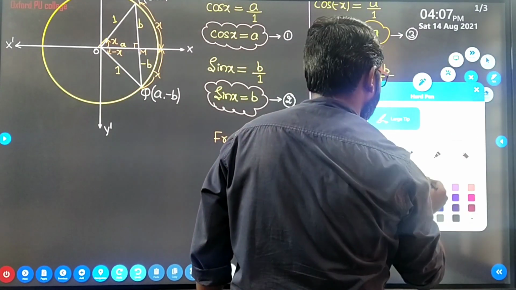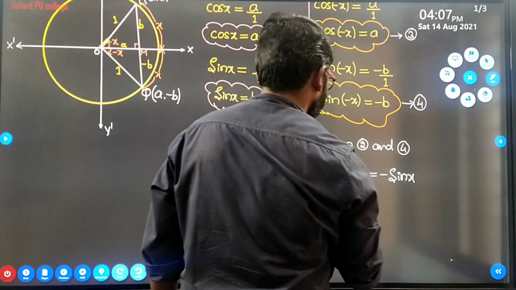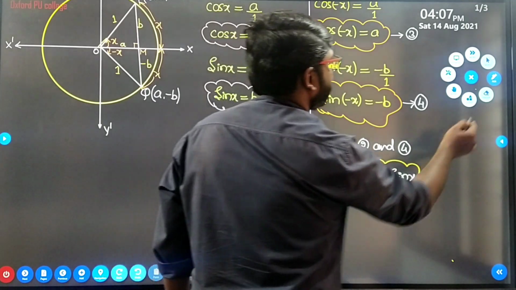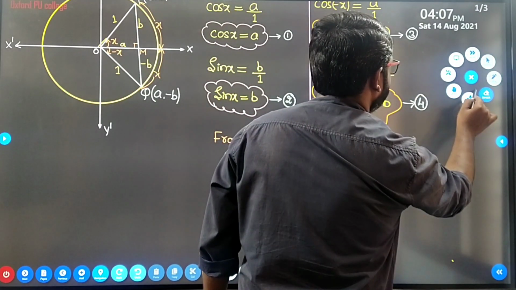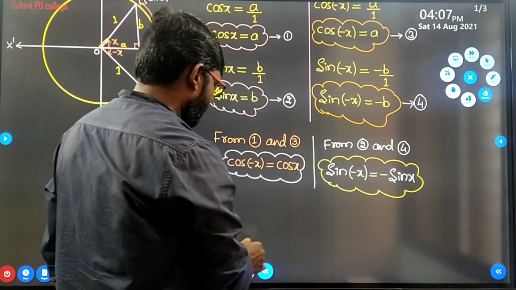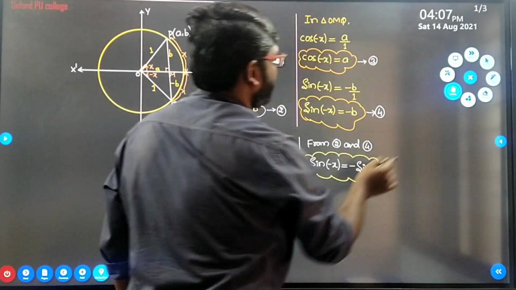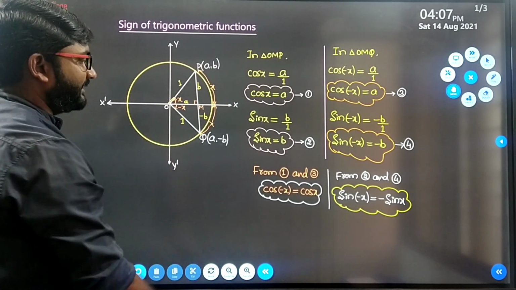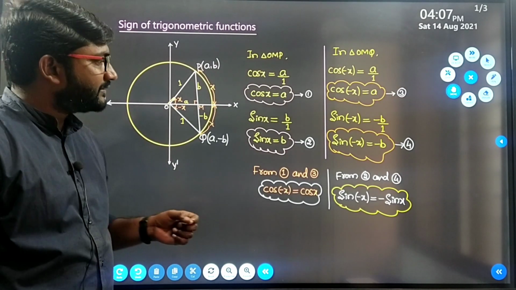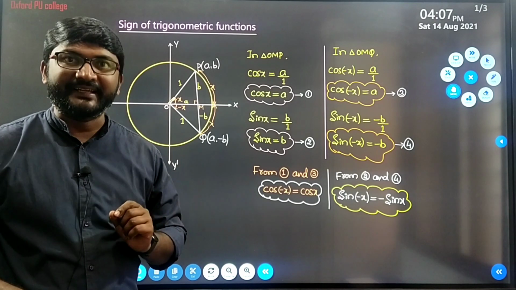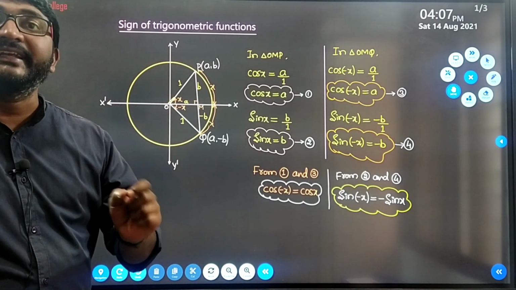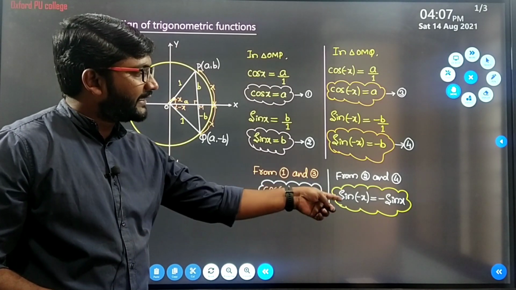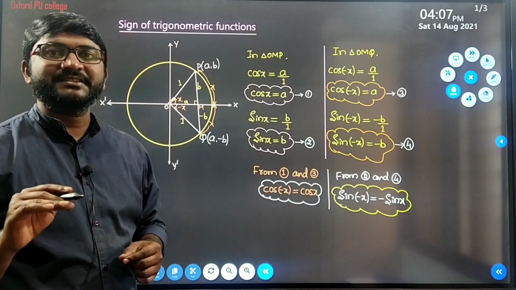So this is the second standard result. Now onwards, you will have to remember these standard results. Overall what we have now? Cos of minus x equals cos x, and sine of minus x equals minus sine x. In case the angle is theta, we get cos of minus theta equal to cos theta, and sine of minus theta equal to minus sine theta.